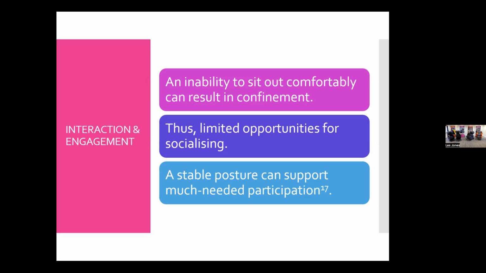What we can see then is this inability to sit down comfortably and efficiently. And we see that individual being confined to their bed. The four walls of their bedroom becomes their world, those limited opportunities for socialising. Now, research has shown if we have that stable, supportive posture, we can encourage participation, whether that's in social activities at home, school, work, and even as part of the community.